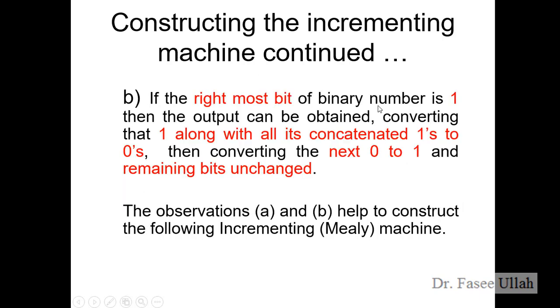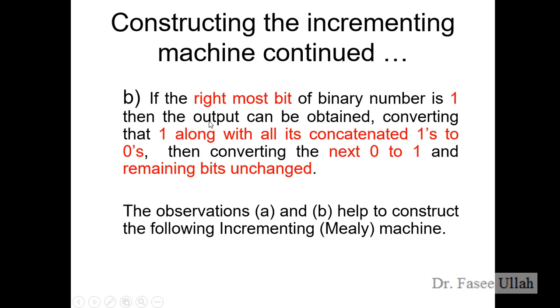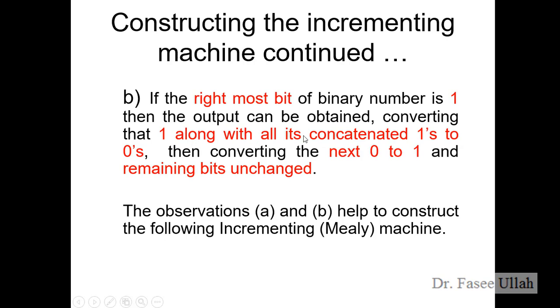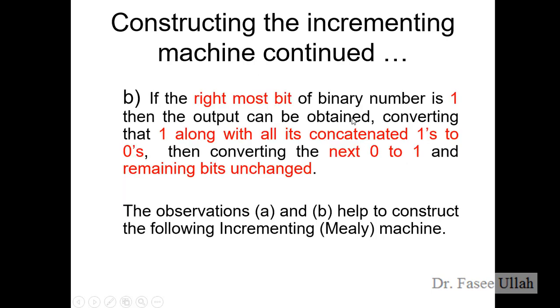Now we have the expression for B. If the rightmost bit of the binary number is 1, then the output can be obtained by converting that 1 along with the concatenated one, right? So it will give you 0. Then converting the next 0 to 1 and leaving the remaining bits unchanged. So it will also carry the answer from 1 plus 1, and it will come over here. It will perform in the same way which I explained in the example.